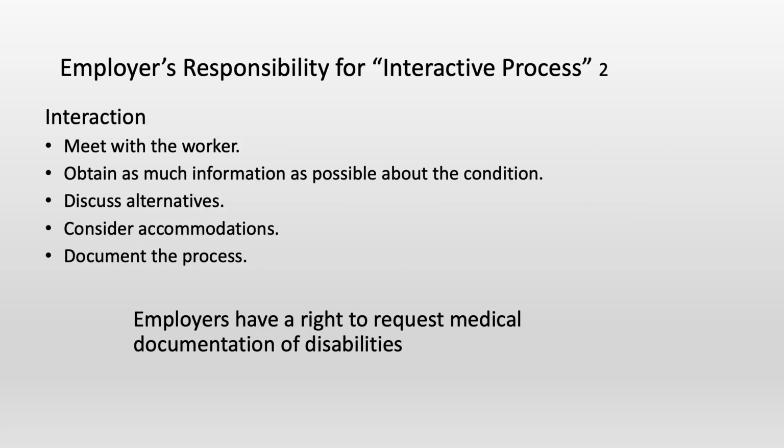So how does this interaction work? The employer meets with the worker and they obtain as much information as they can about the individual's conditions, what the expectations are, what the limitations might be for them. They talk about the range of alternatives. They consider the accommodations, and the expectation is through negotiation that they document what they need and they move forward from there. Employers have a right to request medical documentation of disability.